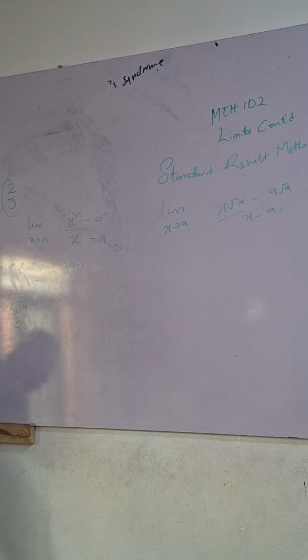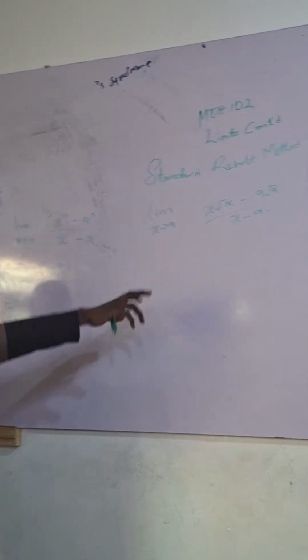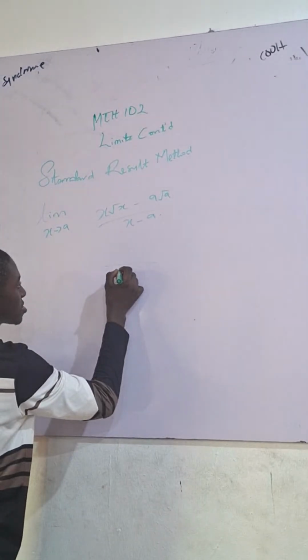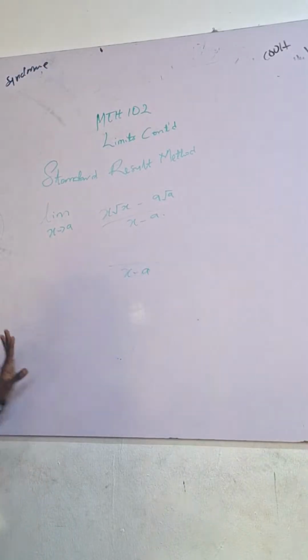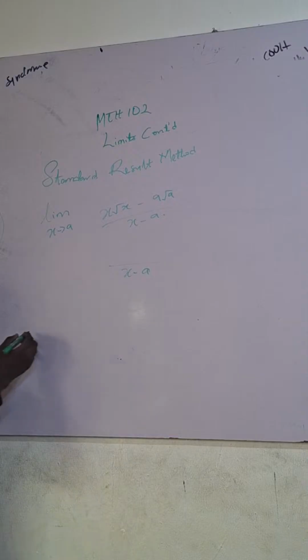Should we solve it together? All right, let's solve it together. So now, like I was saying before, we need to make the question look like this. This denominator, we don't have any issue with it. So the denominator stays the same, x minus a. You understand, right?